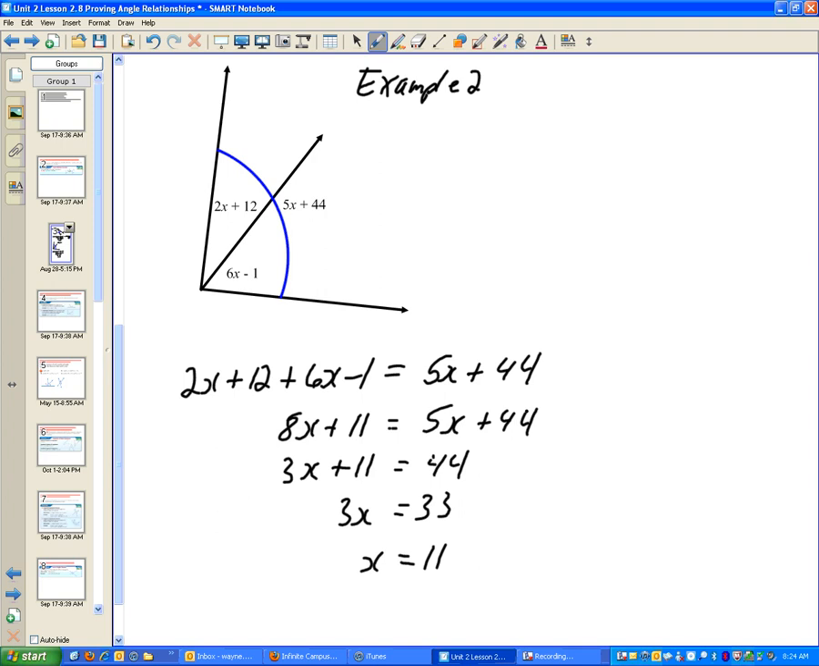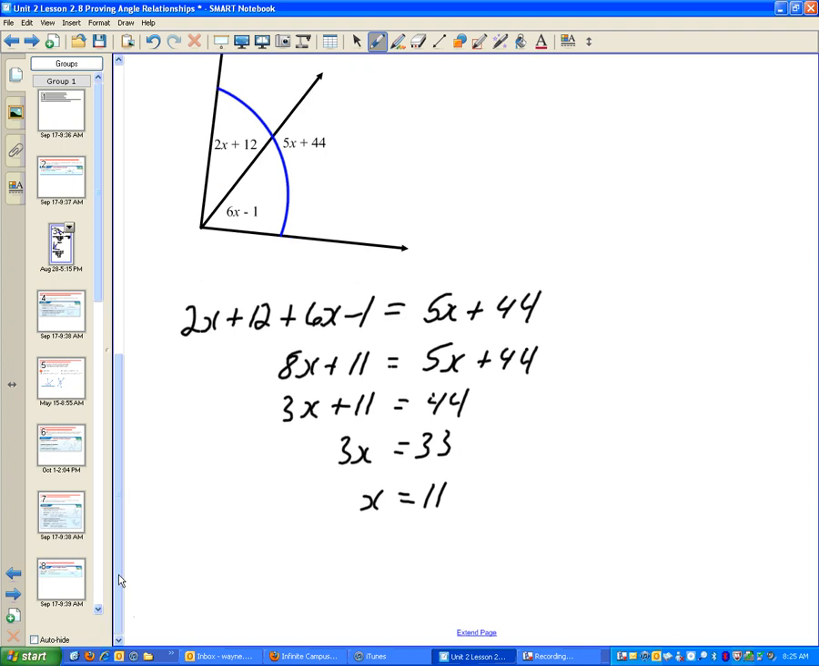And then if we wanted to find individual measures of angles, we can do that, right? Just by substituting 11 in for x. All right, so I think you'll find the angle addition postulate easy to work with. You'll have to do some algebra, but that shouldn't be that big a deal.